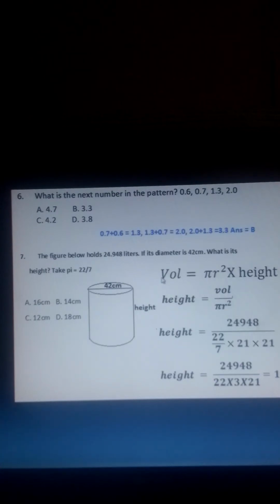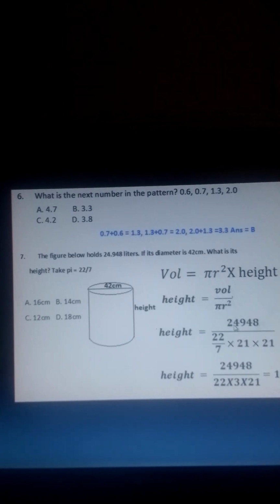Now, this side also, you divide volume by pi r squared. So this being an equation, what you do on the left hand side, you do on the right hand side. So here we are dividing the left hand side by pi r squared. So we get this one here. And this side, we divide by pi r squared, we get height. So height is equal to volume divided by pi r squared.